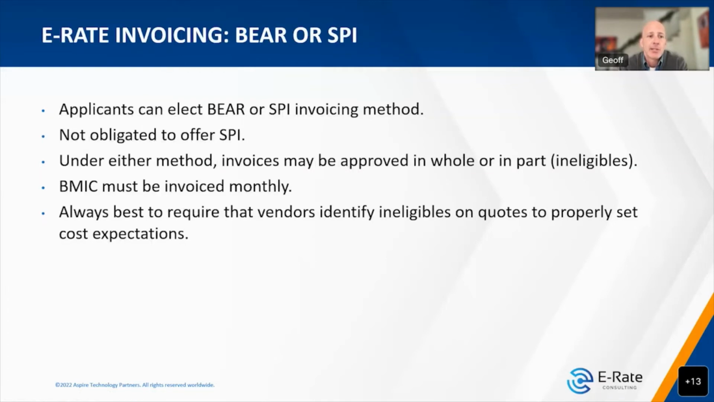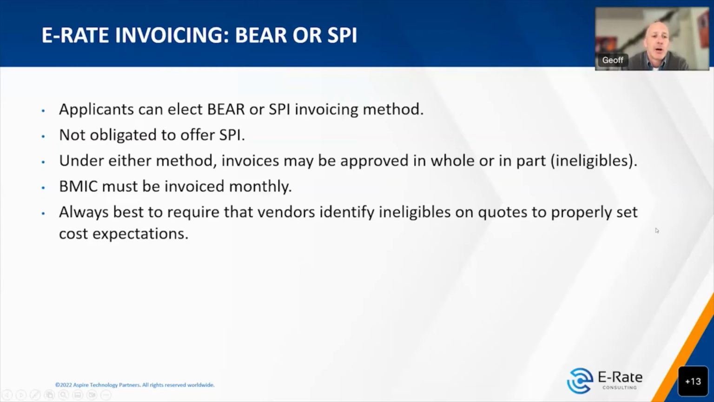So at invoicing time, you can elect either the BEAR method or the SPI method. The BEAR method is the Billed Entity Applicant Reimbursement method. The SPI method is the Service Provider Invoicing method. BEAR is straight reimbursement. So if you're an 85% district, that means the program covers 85% of your project cost, okay? If you were electing the BEAR method, you would pay 100% of the project cost and then file a request for reimbursement from USAC, and they would pay you back your 85%, okay? If it's the SPI method, you would pay the vendor 15%. The vendor would then go to USAC to collect the 85% due.